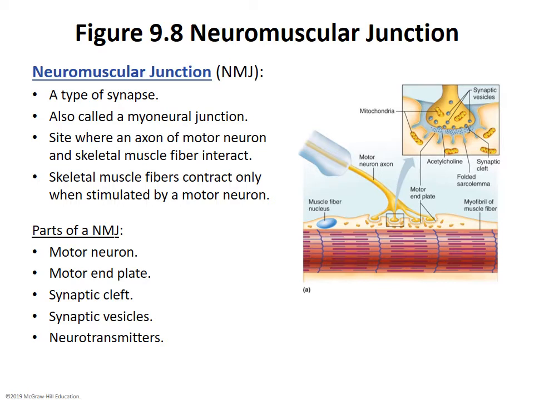Now, wherever an axon ends is referred to generically as a synapse. That's a word that will be used for most of the places that an axon ends, but in this instance, this synapse has a special name. It's called a neuromuscular junction, where the neuron and the muscle join. That's a well-named area.